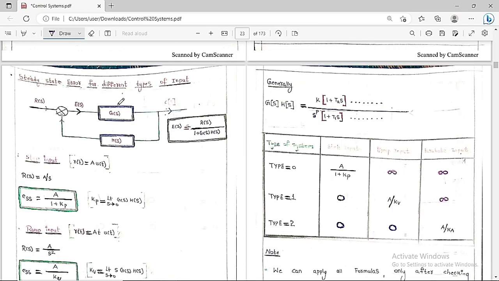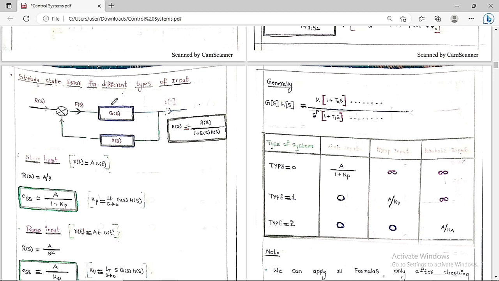We are going to discuss another concept, which is the steady state error for the different types of inputs. We are going to figure out the steady state error expressions for the different types of inputs. So this is the basic block diagram in the case of a control system.